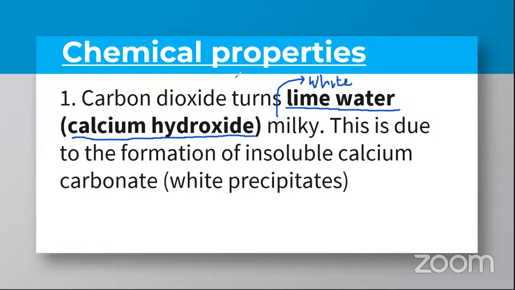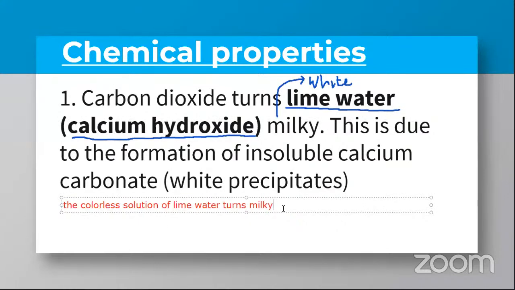So here, if you happen to be asked to write the equation and the observation when carbon dioxide reacts with lime water or calcium hydroxide. Calcium hydroxide is a colorless solution. So if I'm writing the observation, I will say that the colorless solution of lime water or calcium hydroxide turns milky. That would be my observation, and that is what will happen if you try it in the lab.